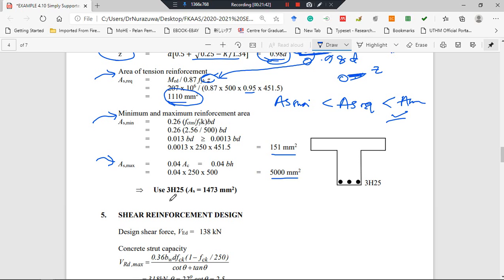Refer to the steel area table, and we provide our steel reinforcement at the tension area 1473 millimeter square, where the number of steel reinforcement is 3H25. Okay, 3H25. This H is for the steel reinforcement with characteristic strength of 500. If you use 500 megapascal, Newton per millimeter square, your label here is H. Okay, so this is the arrangement of the steel reinforcement.